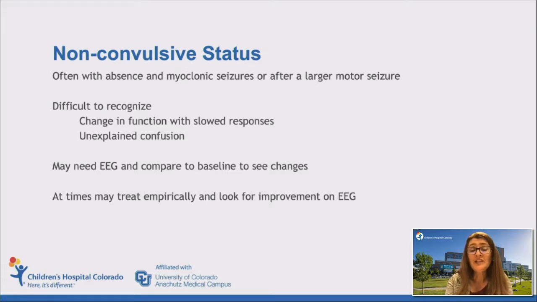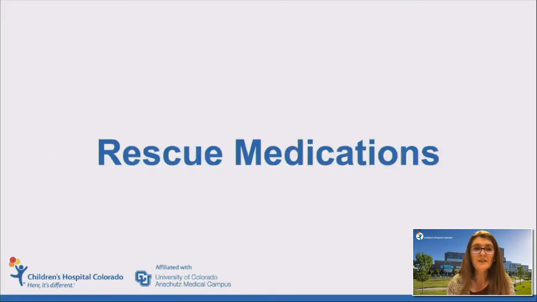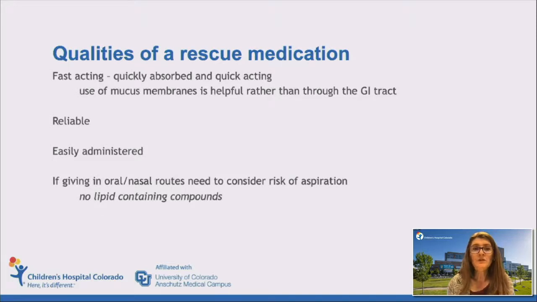Sometimes we may actually need an EEG to try and figure out what this confusion is, particularly if we see this type of confusion after a larger motor seizure. And at times we may just decide to treat empirically and look for improvement on the EEG. Because these children are still able to protect their airway, sometimes eat and drink and respond through this, we don't necessarily intervene within 5 minutes, because first of all, we didn't usually have the opportunity, and second of all, it takes us a little bit of time to figure out what the right thing to do is. But we usually do end up having to treat this with rescue medications. So let's talk about those rescue medications.